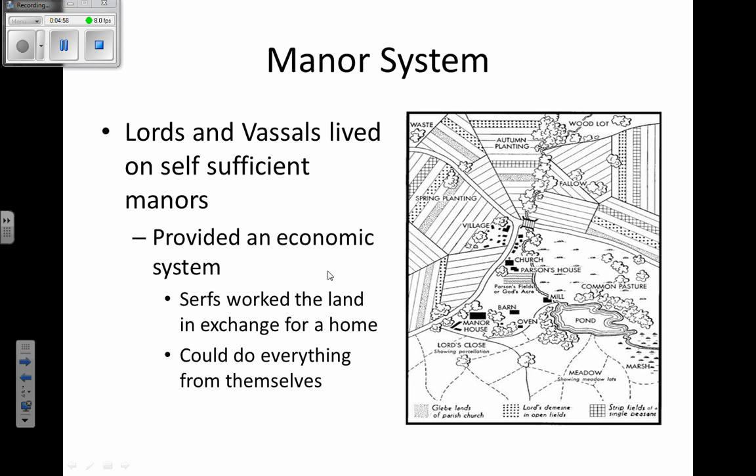So serfs, who were the peasants of the time, worked the land in exchange for a home. So they would do all the farming that you see over here in exchange for somewhere to live. And as I've mentioned already, manors could do everything for themselves. Everything that was needed by anybody on the manor was somewhere on the manor. You can see here they have a barn, they have a mill, they have all the farming land, they have a church. You don't have to go anywhere that's not on the manor.